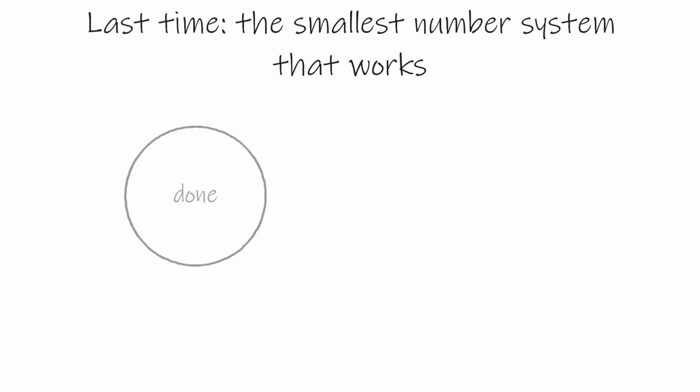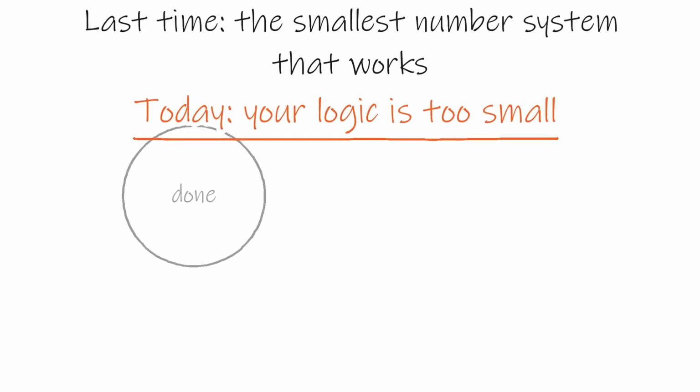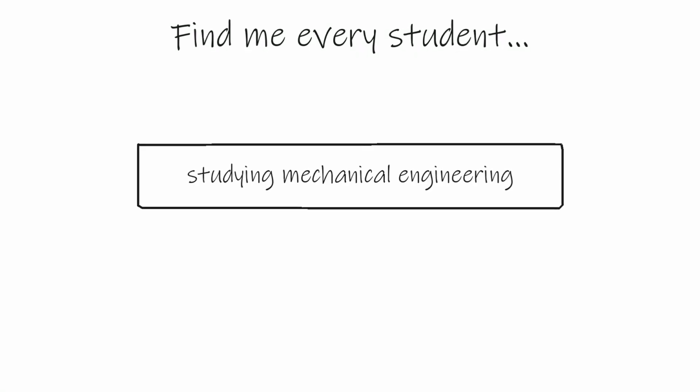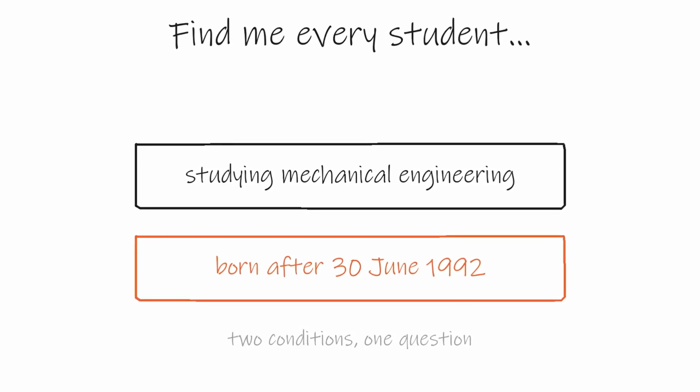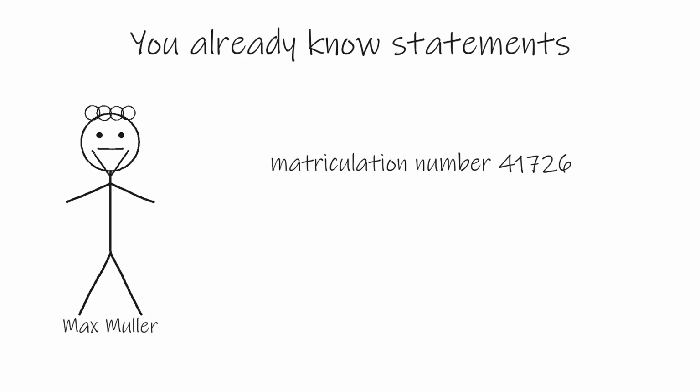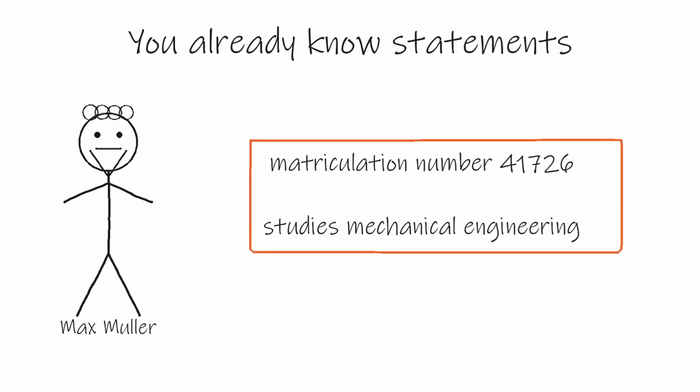Last time, we found the smallest number system that works. Today, your logic is too small. Find me every student studying mechanical engineering, born after the 30th of June, 1992. You already know statements. Max Mueller, matriculation number 41726, studies mechanical engineering.